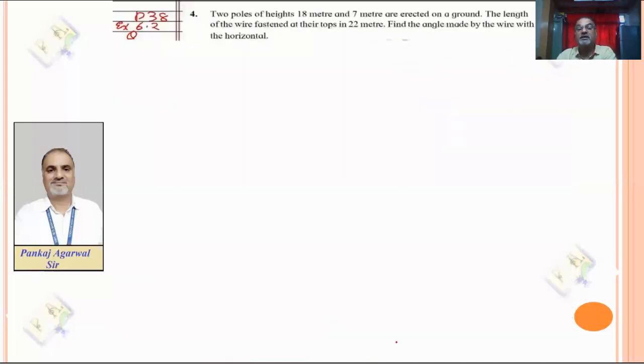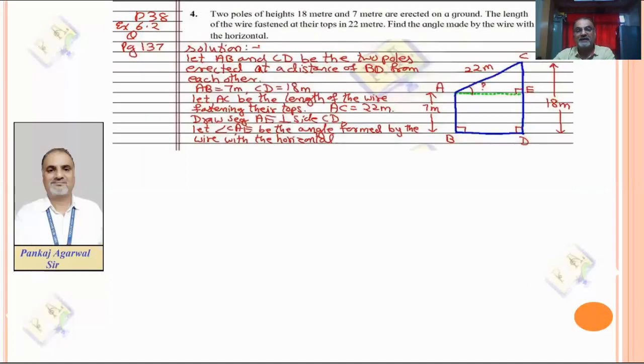Now, a very special question in this category. Two poles of height 18 meter and 7 meter are erected on the ground. The length of the wire fastened at their top is 22 meter. Find the angle made by the wire with the horizontal. For the first time, the angle is asked. After 6 questions, they are asking about the angle.